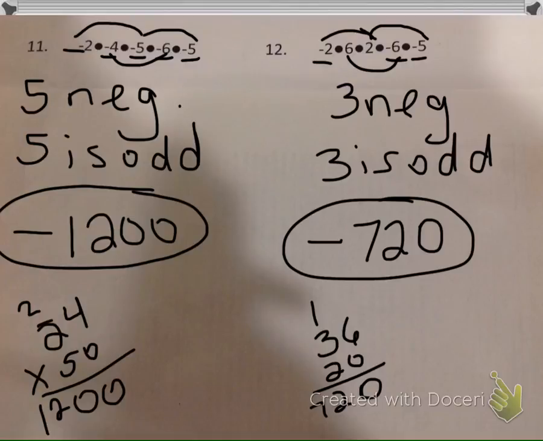So when you're doing these, get the positive and negative answer. Put your positive or your negative down. Or if it's positive, you could just leave it. If it's a negative, put your negative down, and then do the multiplication or the division.